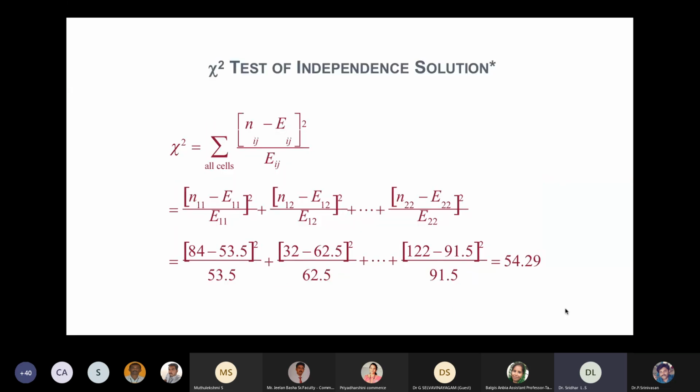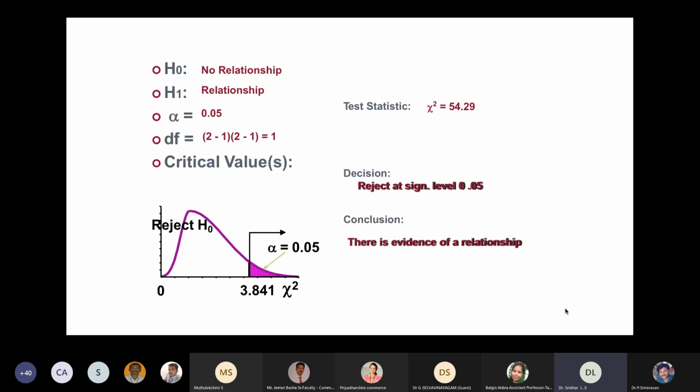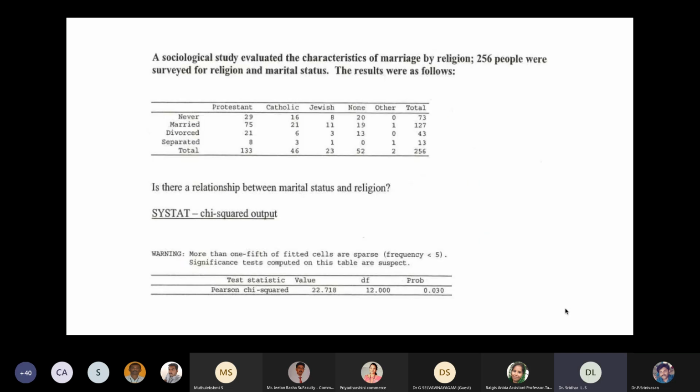It shows 54.29. The chi-square statistic is 54.29. There is evidence of a relationship. Since the chi-square test statistic is huge, there is a relationship between Diet Pepsi and Diet Coke preference.